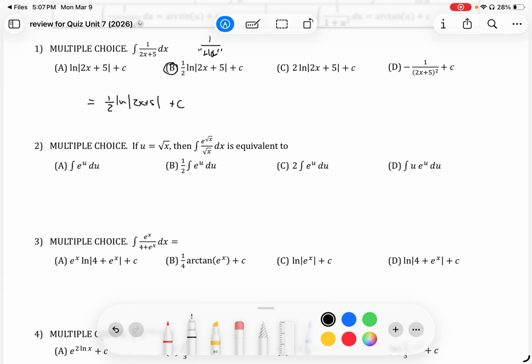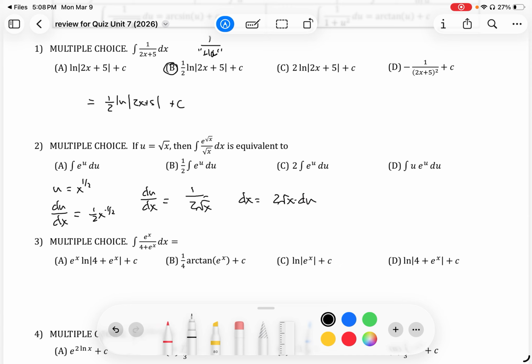Number 2 gives you an indefinite integral and a u, and wants to see what this is equivalent to. So let's see what would happen if we started with u equals x to the 1/2. Then we would find du dx, which would be 1/2 x to the negative 1/2. So du dx would be 1 over 2 root x. And that means that dx would be 2 square root x times du.